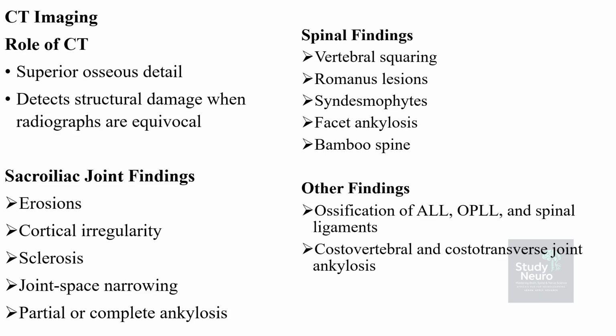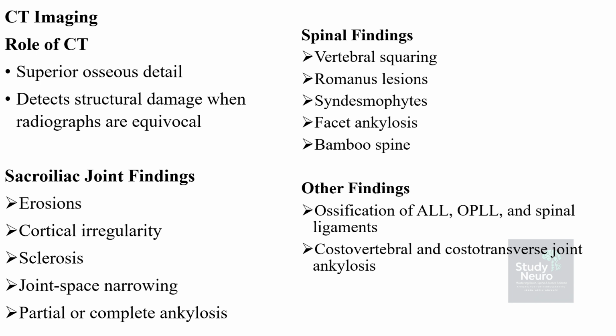Computed tomography provides excellent detail of bone and is especially useful when plain radiographs are unclear or when more precise assessment of structural damage is needed. At the sacroiliac joints, computed tomography can show erosions and irregularity of the joint surface, along with sclerosis and progressive narrowing of the joint space. In advanced disease, partial or complete ankylosis may be clearly demonstrated.